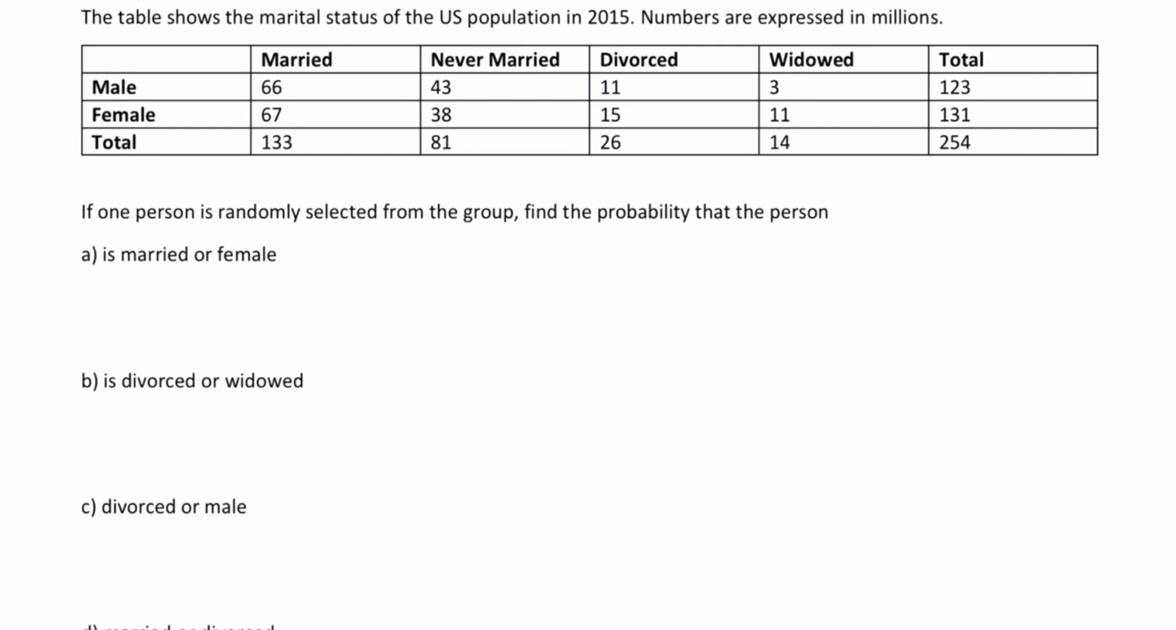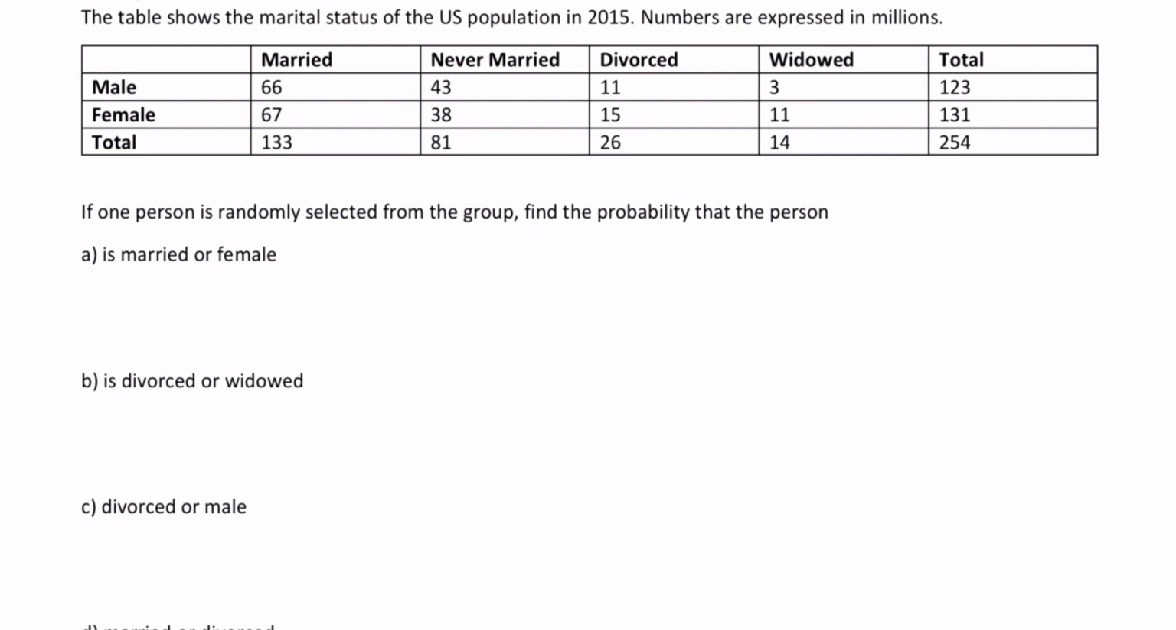The table shows the marital status of the U.S. population in 2015. The numbers are expressed in millions. If one person is randomly selected from the group, find the probability that the person is A, married or female.